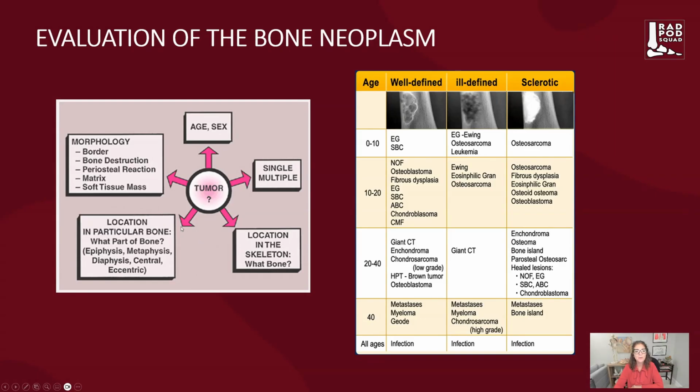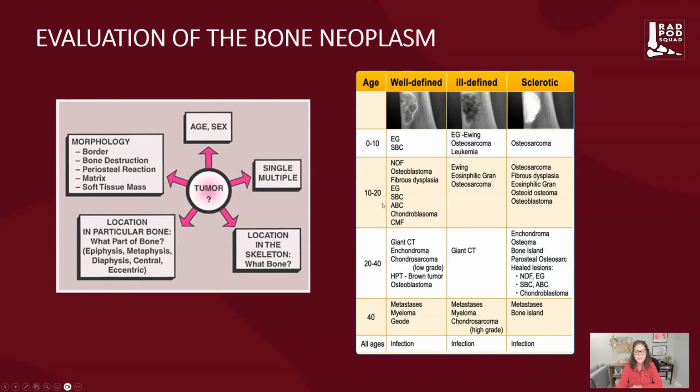In the evaluation of the bone neoplasm, as we move through our chart, we can see that the age of the patient can predict the type of tumors that will occur during those ages. Well-defined lesions occurring early in life, EGRAN and simple bone cysts. Less well-defined, Ewing's, osteosarcoma, leukemias, and of course, sclerotic osteosarcoma in this young age group. The older age groups, 40 and up, metastasis, myeloma, geodes in the well-defined category; ill-defined, Mets, myeloma, chondrosarcoma, high-grade; and of course, sclerotic lesions such as metastasis and bone islands.